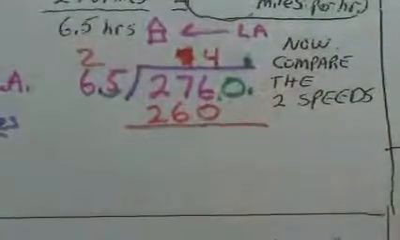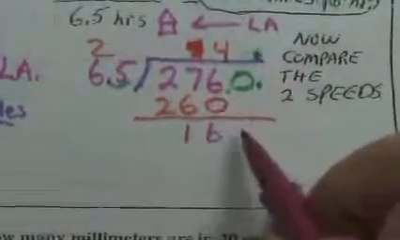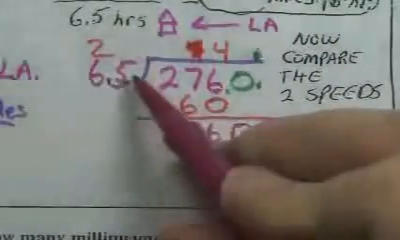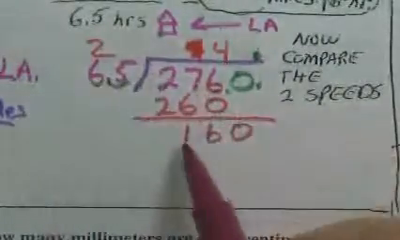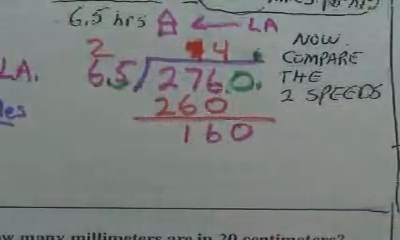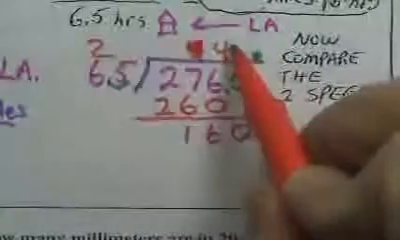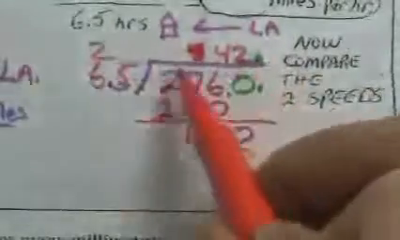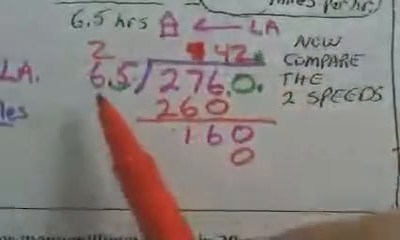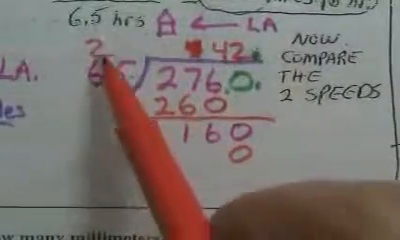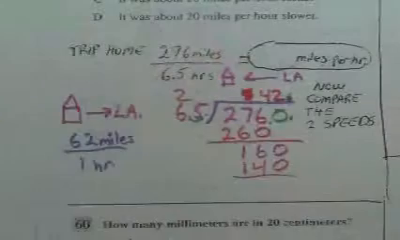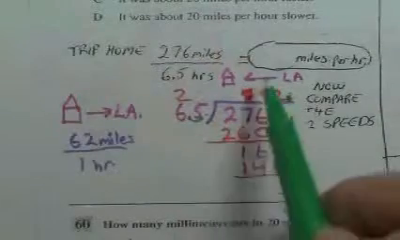And so that leaves me with 16. Add a 0. 65 and a 1. So how many times does 6 go into 16? Probably twice, right? 2 times 5 is 20. Carry the 2. 2 times 6 is 12, 13, 14. 140. Okay, that's all the farther you need to go.